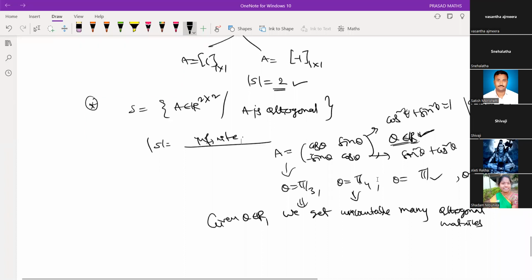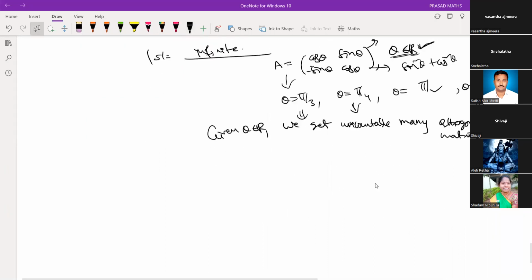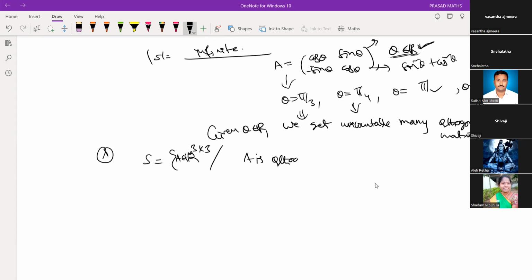Is it clear? Anybody? Now you can extend this idea to any matrices of any order. That means 3 cross 3, 4 cross 4, 5 cross 5. You can extend this idea. If these are orthogonal matrices of order 3 cross 3, what is the cardinality of this? Anybody?